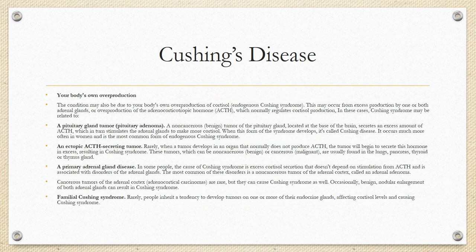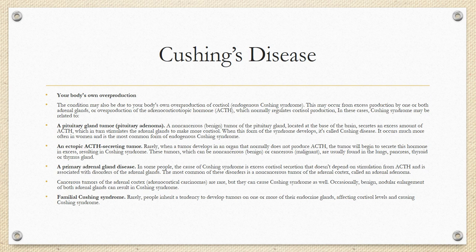So now we're going on to Cushing's disease, your body's own overproduction of cortisol. This may occur from excess production by one or both adrenal glands, or an overproduction of adrenocorticotropic hormone, also ACTH, which normally regulates cortisol production.